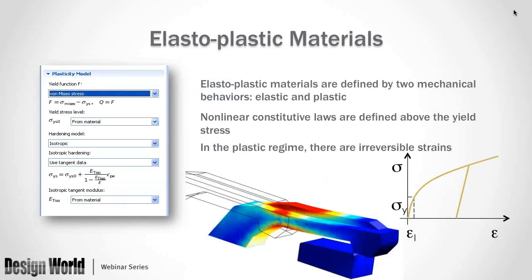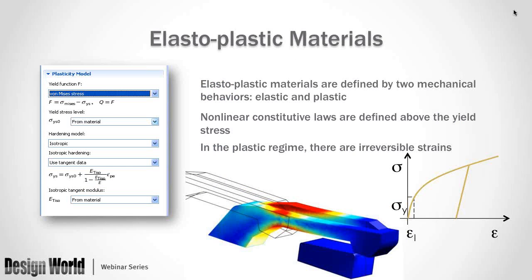The other one is the elasto-plastic materials, and these are defined by two regions of mechanical behavior, the elastic region and the plastic region. In the elastic region, you see this sigma sub y, that's where things are behaving, quote-unquote, normally. There's a linear relationship between the stresses and the strains. But then things start bending and turning over, and that's when you're in this plastic regime where there are irreversible strains. You can see here this little snap hook fastener. It actually is made of an elasto-plastic material.